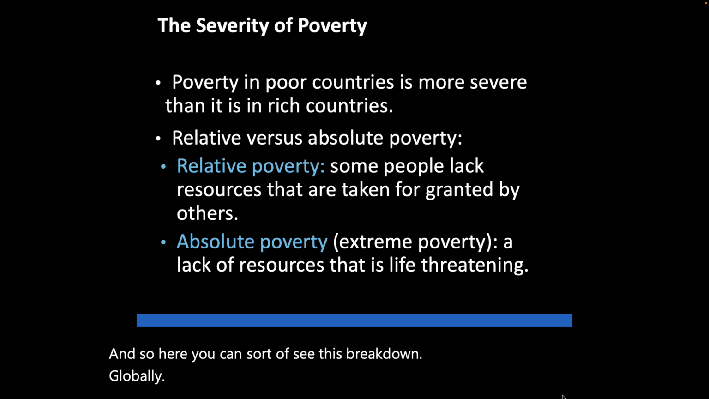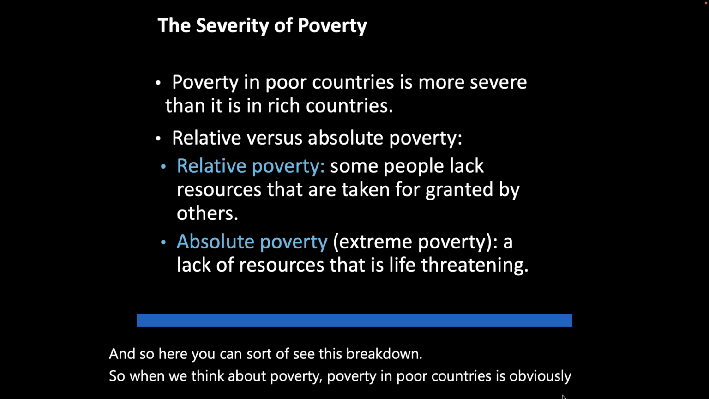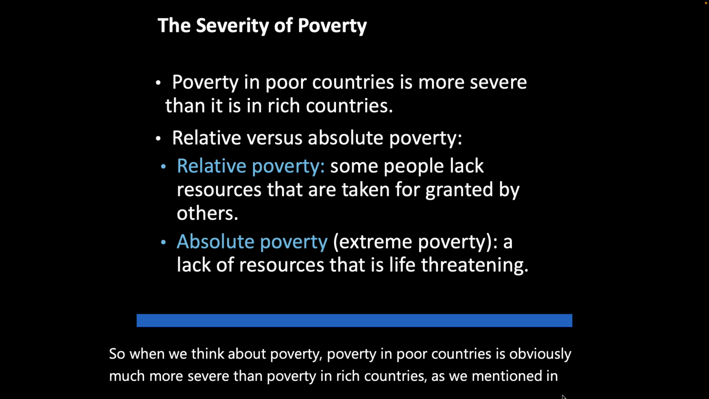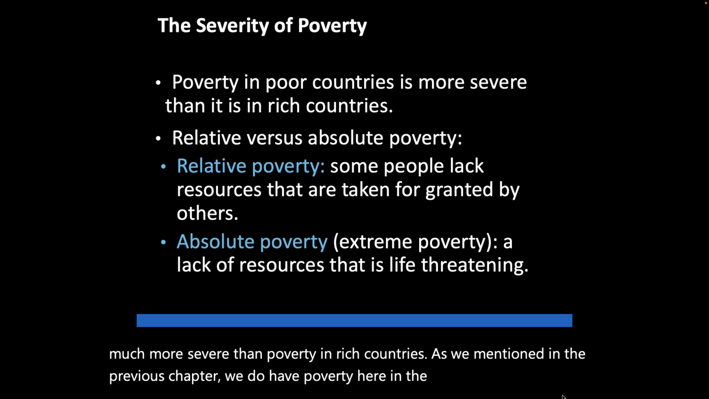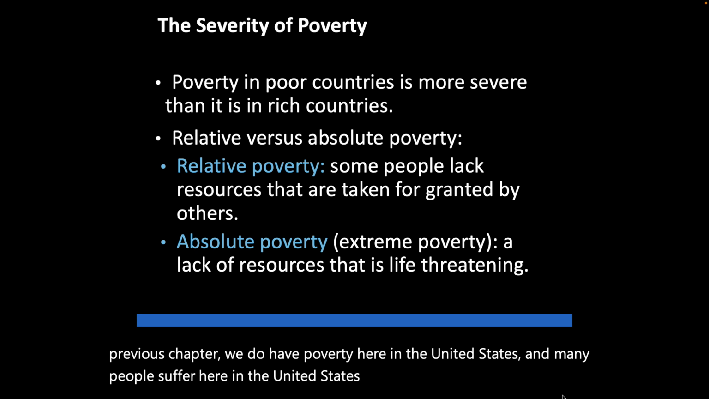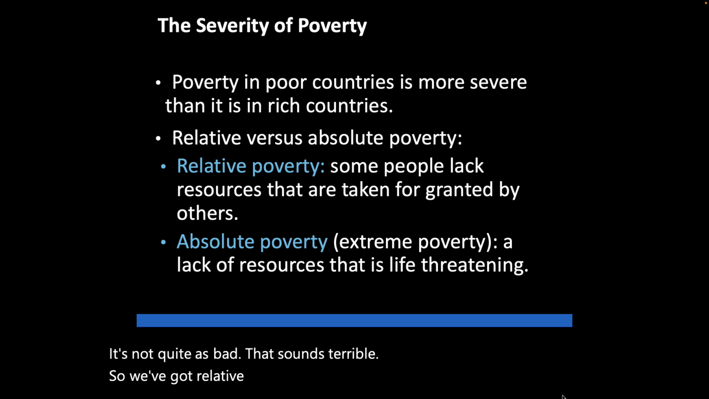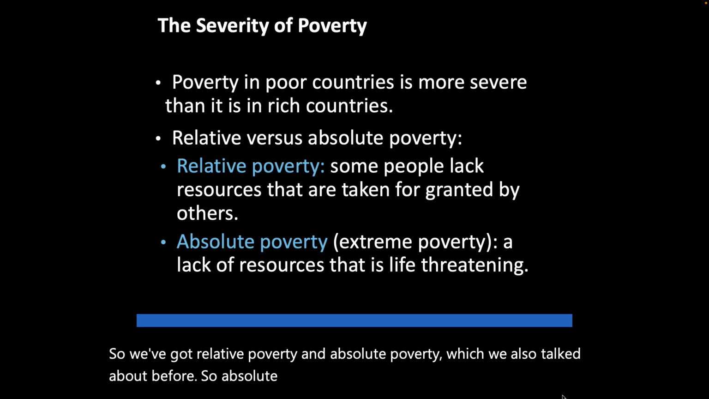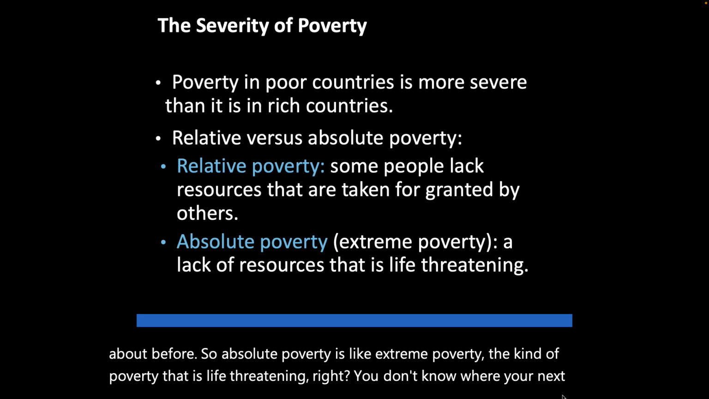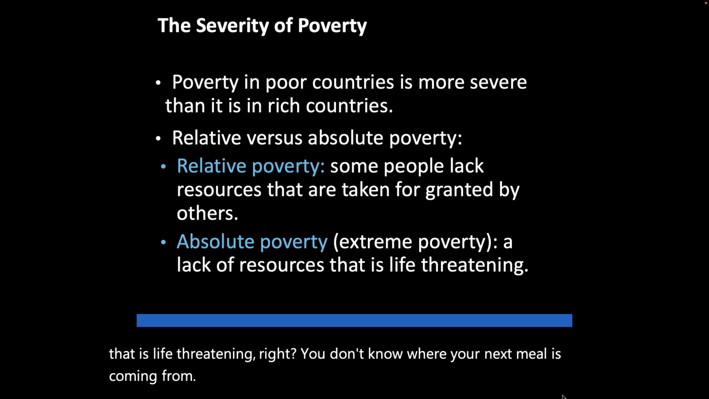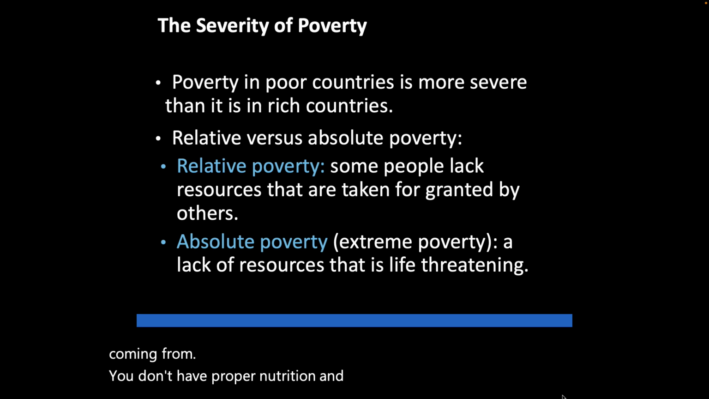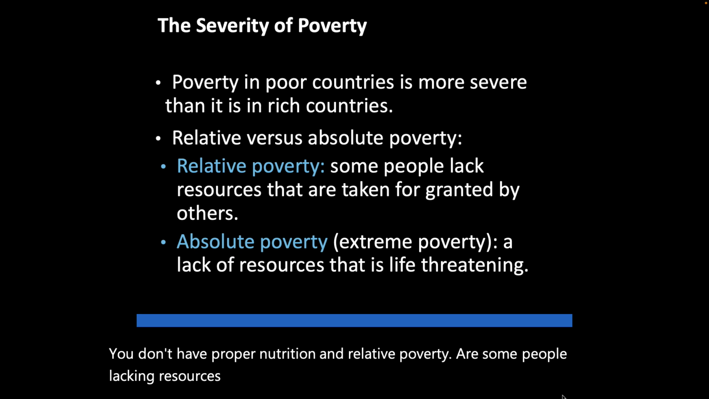When we think about poverty, poverty in poor countries is obviously much more severe than poverty in rich countries. As we mentioned in the previous chapter, we do have poverty here in the United States, and many people suffer here, but relative to other countries, it's not quite as bad. We've got relative poverty and absolute poverty, which we also talked about before. Absolute poverty is extreme poverty, the kind of poverty that is life-threatening. You don't know where your next meal is coming from. You don't have proper nutrition. And relative poverty is some people lacking resources that are taken for granted by others.